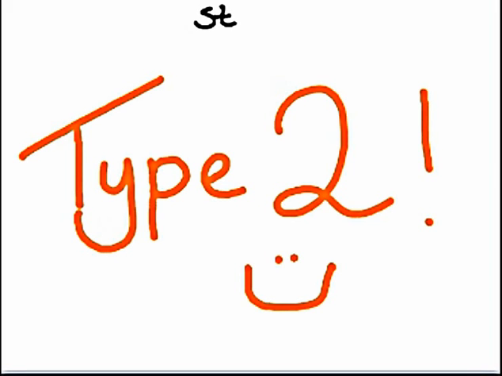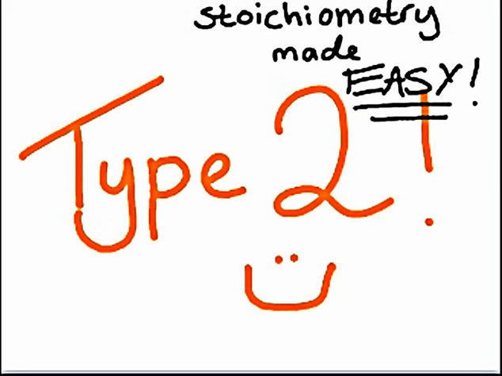Hi everybody, so today we're going to talk about stoichiometry and we're going to make it really easy and simple for you to understand. We're going to talk specifically about type 2 reaction stoichiometry questions. But before we start, I would like to clarify the difference between a type 1 and a type 2 question, because when you get a question you need to be able to know if it's a type 1 or type 2 question before you start answering it.